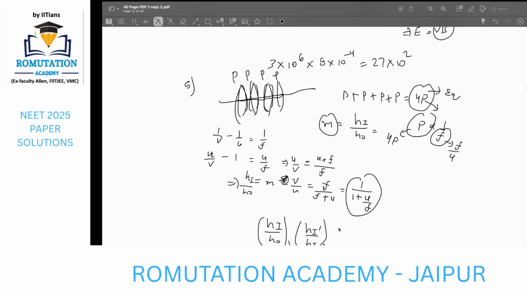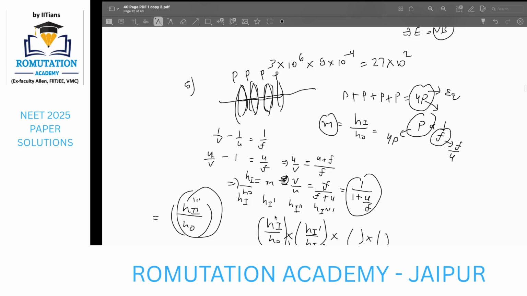So if we want to analyze the final quantity, if hi is the first image, hi dash is the second one, hi double dash is the third one, hi triple dash is the last one, then we are only going after this number, right? Hi triple dash by ho is what we are looking at effectively to give the total magnification. But we know this number can be easily achieved by multiplying these individual magnifications, right?